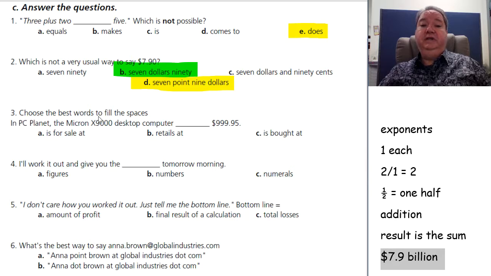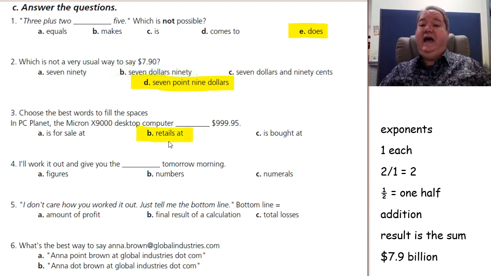Number 3, choose the best words to fill the spaces. In PC Planet, name of a store, the Micron X9000 desktop computer retails at $999.95. Is for sale at sounds awkward. Is bought at sounds very awkward. Retails at $999.95. Okay. Again, when we've got a price like this, we usually just say $999.95.